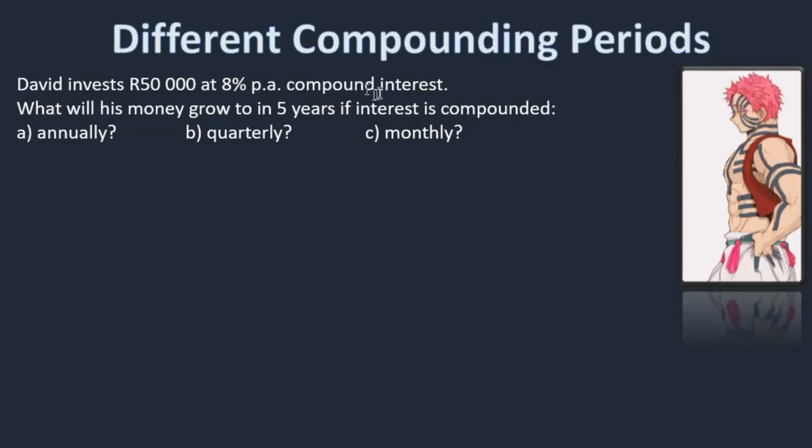So let me grab a pen here. Pen, visible? Yes, perfect. I didn't even get time to test my tools, but I'm assuming that all is well. Here we have this part that says David invests 50,000 at 8% compound interest, and now we know that we are using the compound interest formula, right? What will his money grow into in 5 years' time? If interest is compounded annually, quarterly, and monthly, I'm going to start with annually, right?